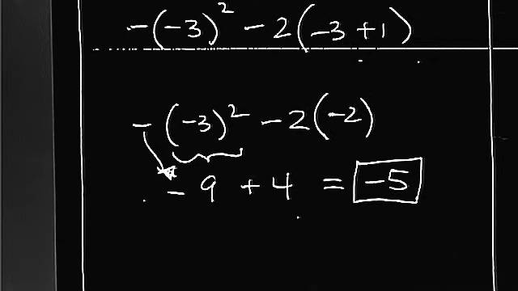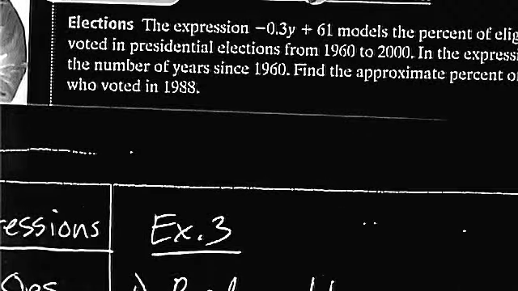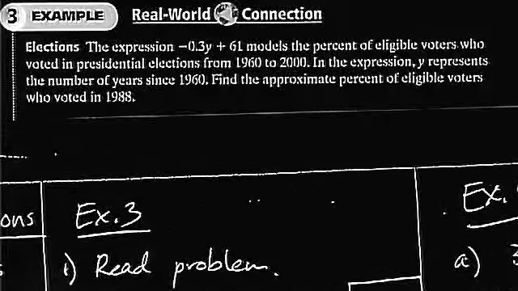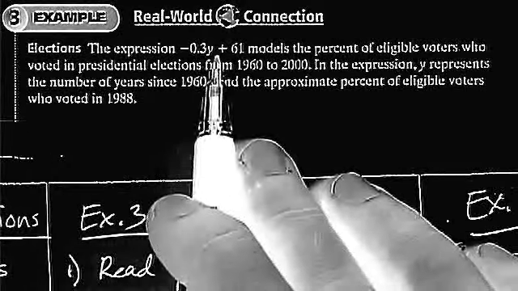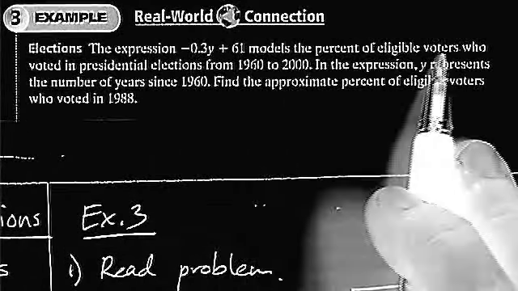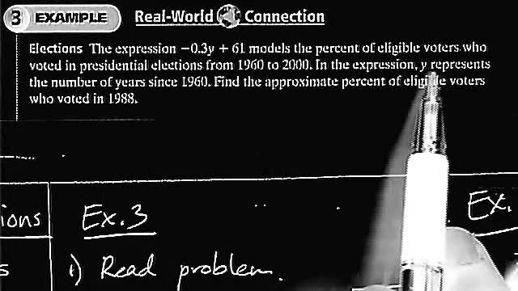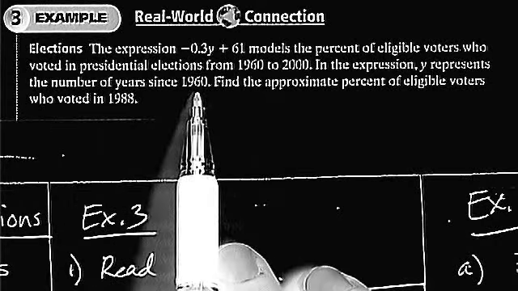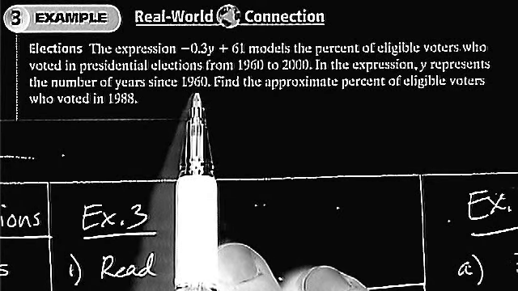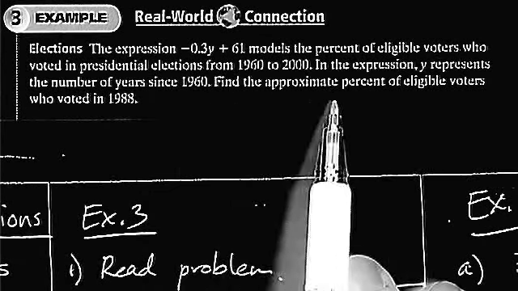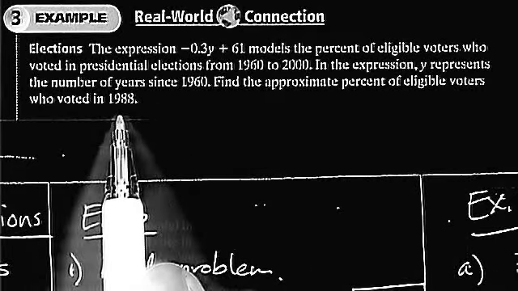power. Okay? So if we take a look at example 3 from the book, see if I can back up a little bit here so you can see the whole thing. Okay, so let me read through this problem. The expression negative 0.3y plus 61 models the percent of eligible voters who voted in the presidential elections from 1960 to the year 2000. In the expression, y represents the number of years since 1960. So if I put a 0 in there, that would really be the same as the year 1960. Find the approximate percent of eligible voters who voted in 1988.